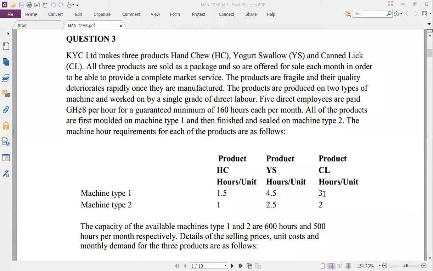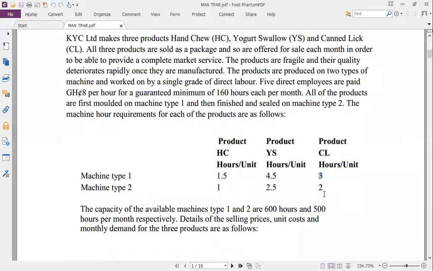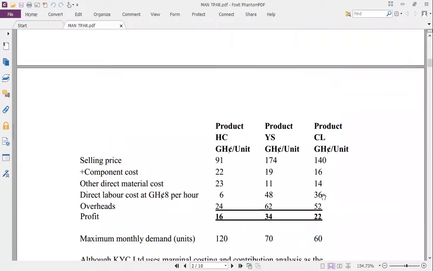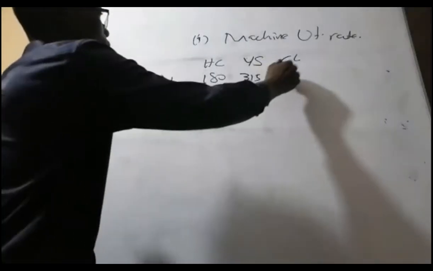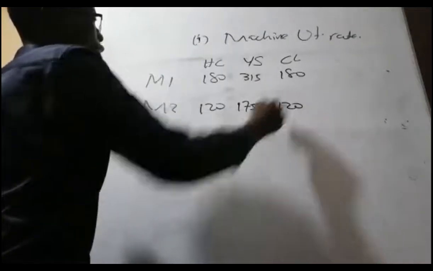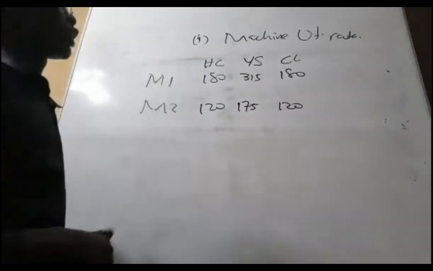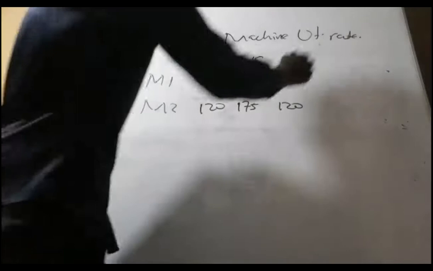The last product has hours required of 3 and 2. The demand is 60. So 3 by 60 gives us 180, and 2 by 60 is 120. Then we put them together. So as usual, we need here and have.